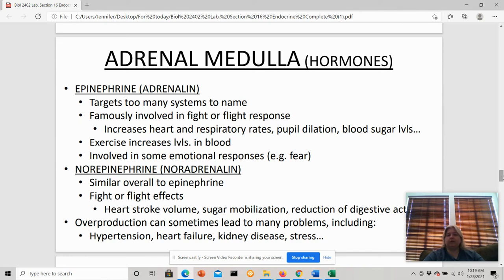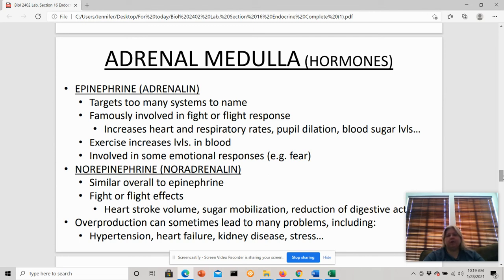Remember, that's the sympathetic nervous system. You're driving down the road doing 70, and somebody flies by you doing 100 and almost clips in front of your car. That heart racing and all that kind of stuff that goes on, that's the fight or flight response, and that's where epinephrine comes into play. There's also an increase in heart and respiratory rate, pupil dilation, and blood sugar levels. Exercise will also increase epinephrine levels in the blood, and epinephrine is also involved in some emotional responses like fear.